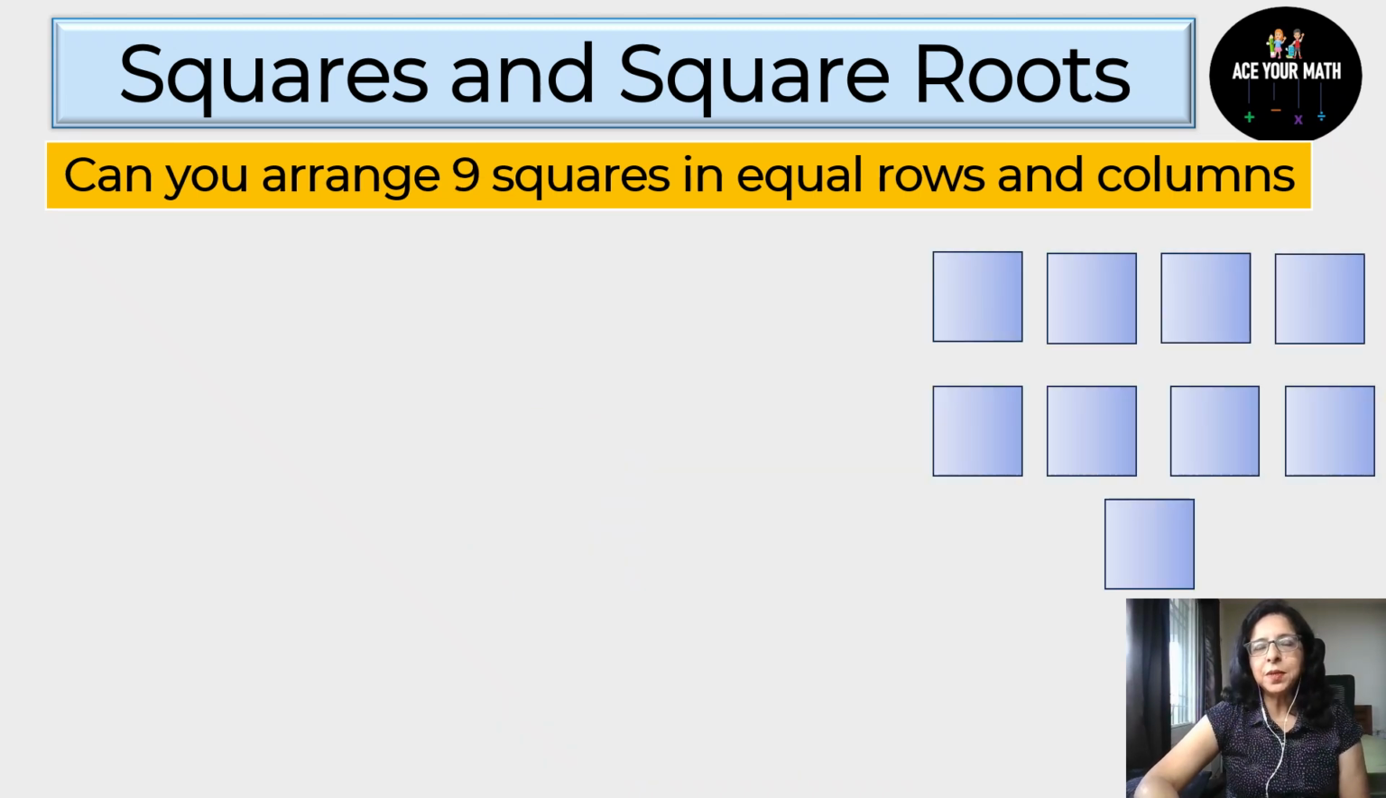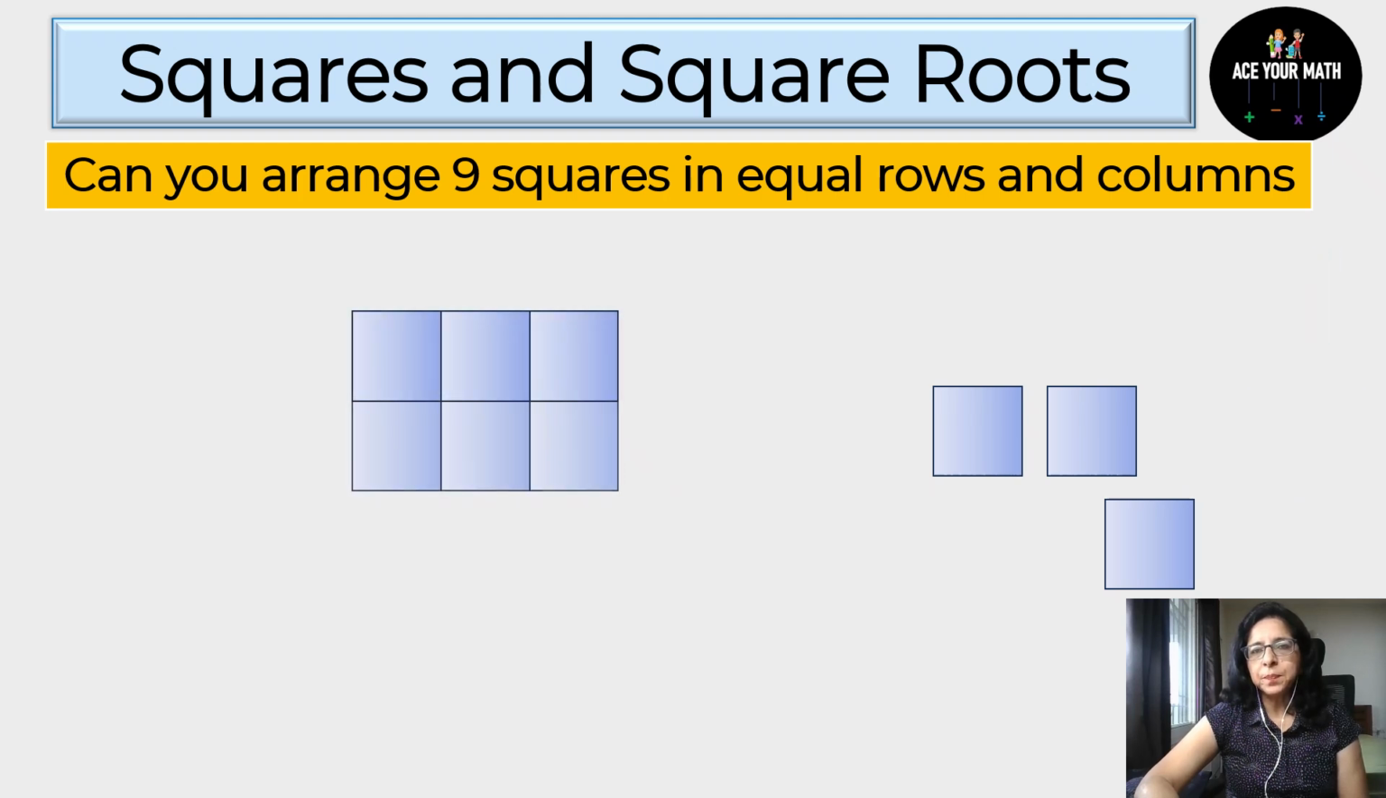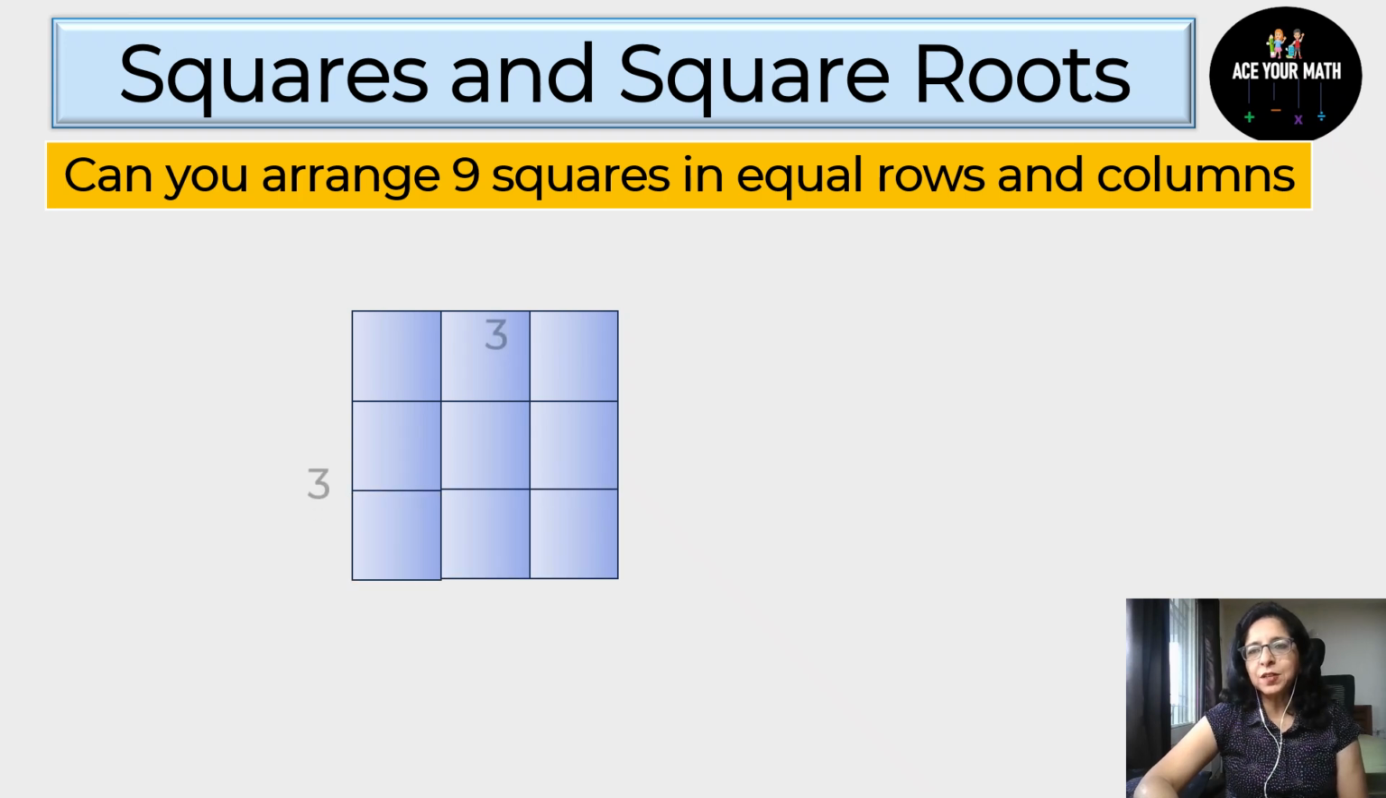See one more example. Can you arrange these 9 squares in equal rows and equal columns? Let's begin. First arrange the first 3 squares. Now take the next 3 squares. Now take the last 3 squares. Now if you see, we have made 3 equal rows and columns. So it means 9 small squares can form a big square. That is why 9 is a perfect square.